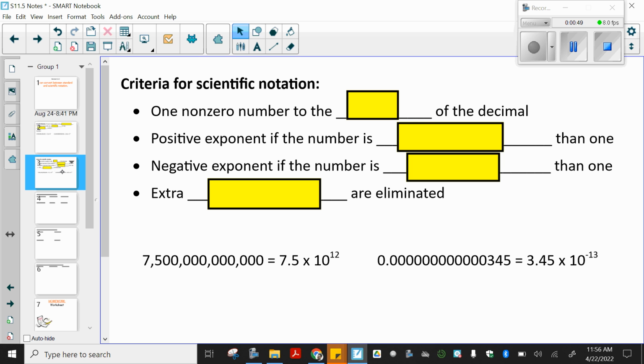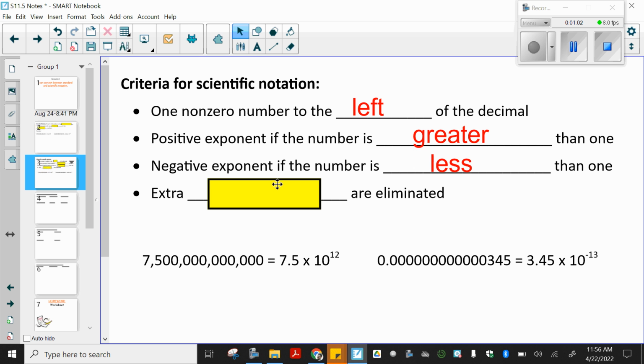So here's your criteria. To do this correctly, we're going to have one non-zero number to the left of the decimal. Only one. Your decimal always goes to the right of that first number. Positive exponent if the number is greater than 1, negative exponent if the number is less than 1, and any extra zeros are eliminated. But other than the extra zeros, you're going to write all of the non-zero numbers, all right? So here's two more examples. I think these are the same ones rewritten.